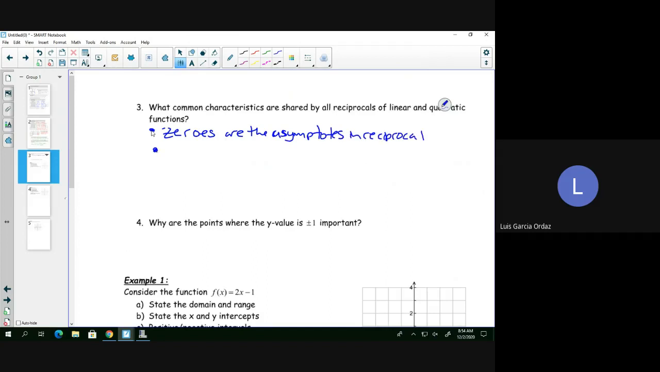What else did we come to figure out? When y is 1, we have the same x value. Yep. When the y value is plus and minus 1. Anything else?